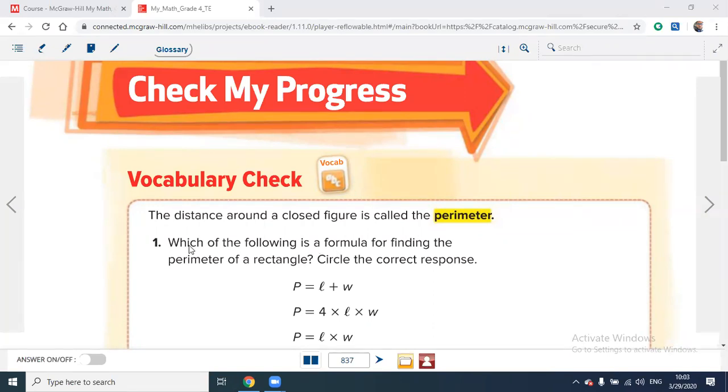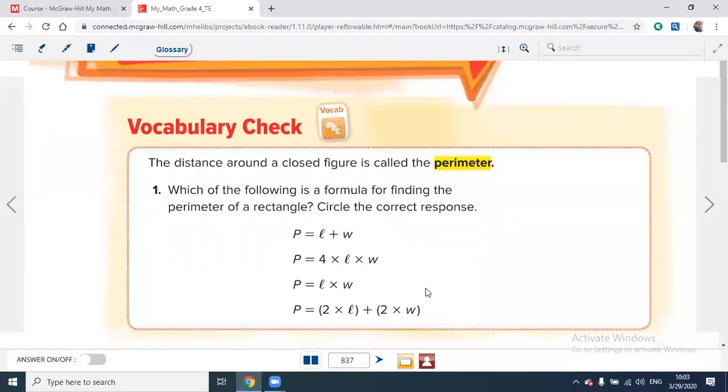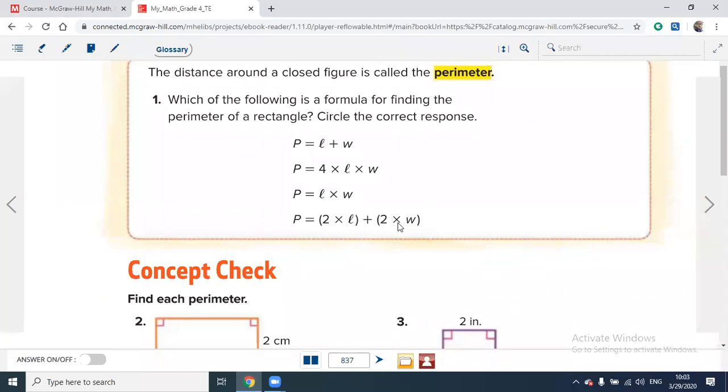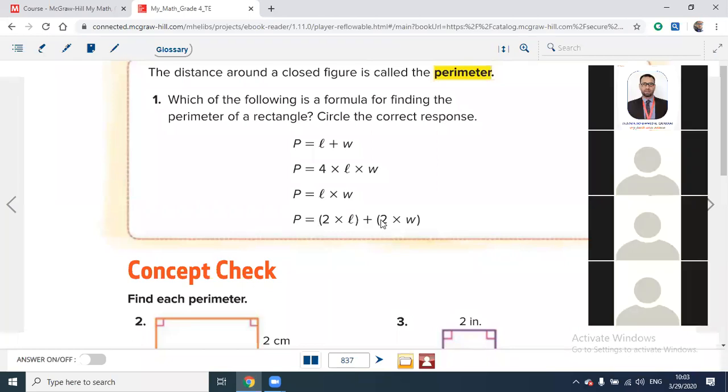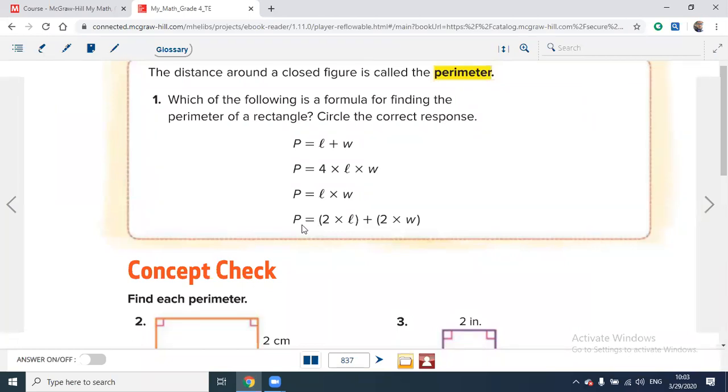Okay, guys, the perimeter is the distance around the closed shape. To use the formula for the perimeter of a rectangle, you have to multiply length by 2 and width by 2, as you see in the last one: 2 times length plus 2 times width. For this operation for perimeter, I have to circle the fourth one. This is the formula to find the perimeter of a rectangle: 2 times length plus 2 times width.